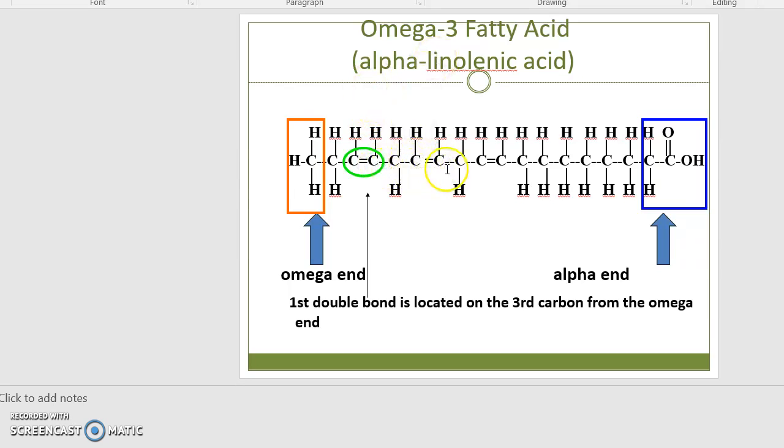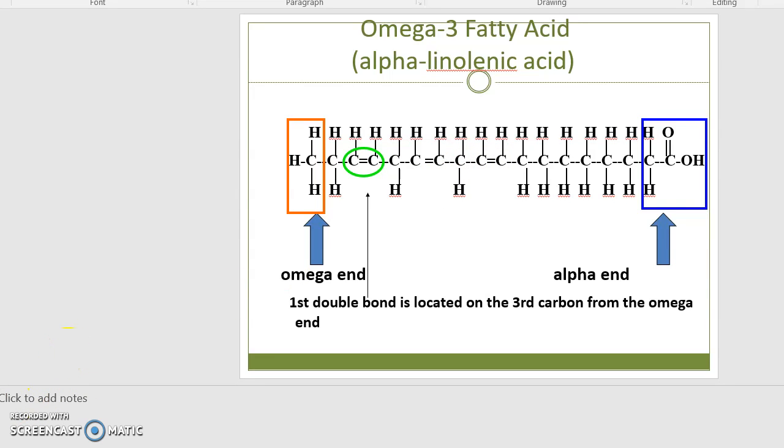If the sixth carbon is the first double bond, so for instance, this has two double bonds, but the first one is here. If the first one were here, it'd be omega-6. If the first one were here, it'd be omega-9. And you'll probably hear those different classifications as well.